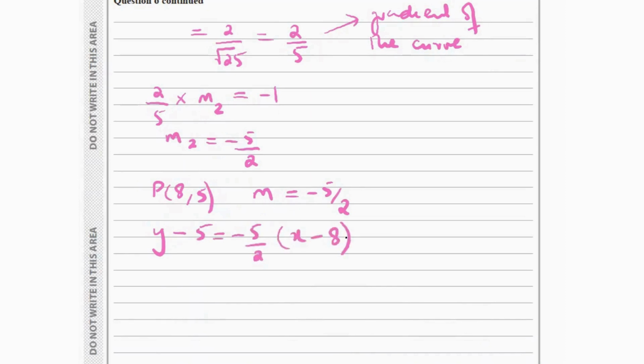You can also use slope intercept form. There's no restriction on the way you find the equation of the line. So 2y minus 10 equals -5x plus 40. 2y plus 5x minus 50 equals 0. That is your equation.